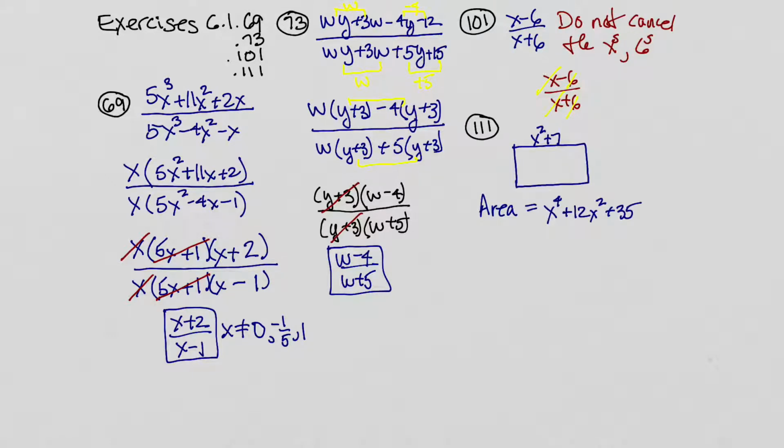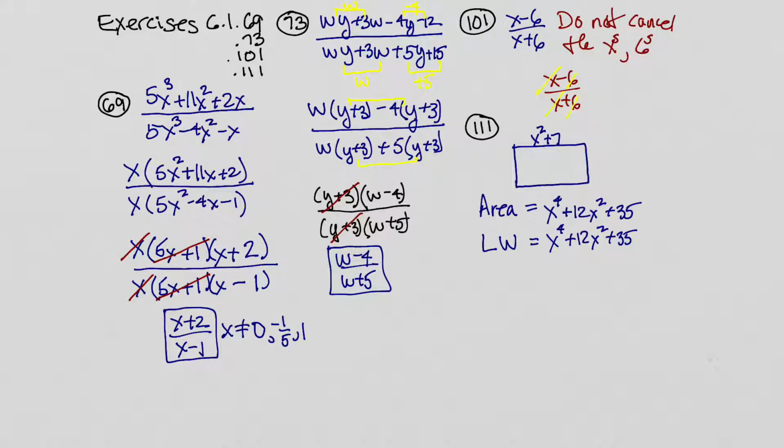Now in number 111, we're given that the area of this rectangle is x to the 4th plus 12x squared plus 35. And what we're supposed to do is find the width. So what are we going to have here for the width? Here's a fact that we know from geometry. The area of a rectangle is the length times the width.